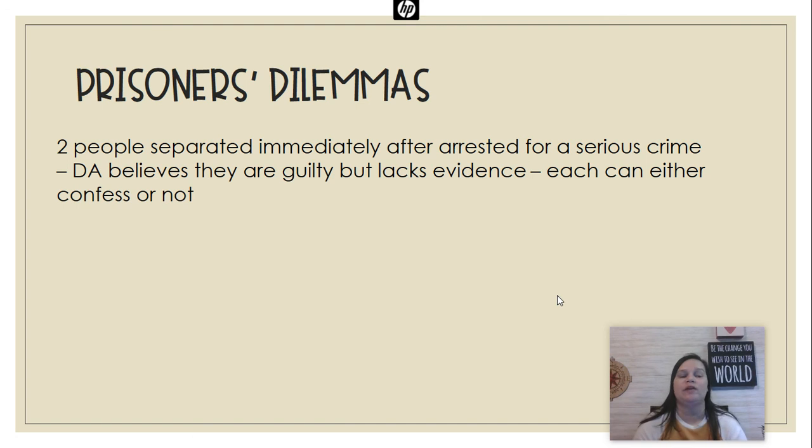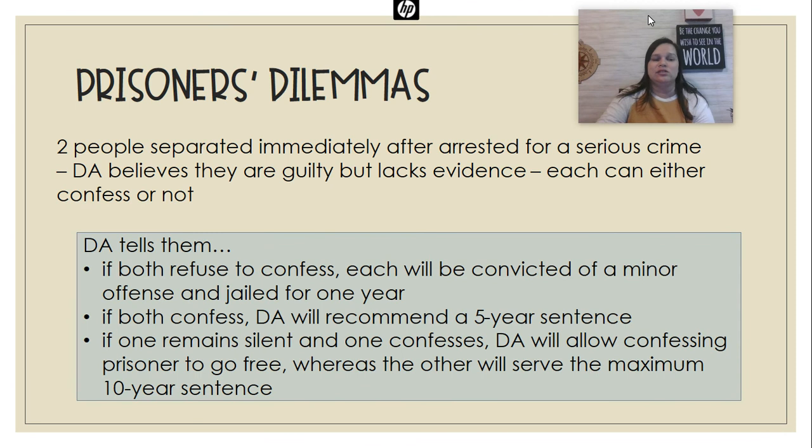In the prisoner's dilemma, we have two people who are separated immediately after they're arrested for a serious crime. The DA, the district attorney, believes they are guilty but lacks evidence. Each can either confess or not. So the DA tells them, if you both refuse to confess, each of you will be convicted of a minor offense and jailed for 1 year. If you both confess, the DA will recommend a 5-year sentence. If one remains silent and one confesses, the DA will allow the confessing prisoner to go free, whereas the other will serve the maximum 10-year sentence.